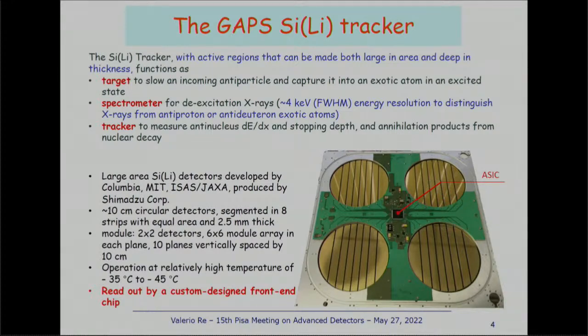They are segmented in 8 strips, each 1 centimeter wide. And these are thick detectors, with a 2.5 millimeter active thickness. They can be operated at relatively high temperature, around minus 40 degrees Celsius, which somewhat relaxes the requirement on the cooling systems.